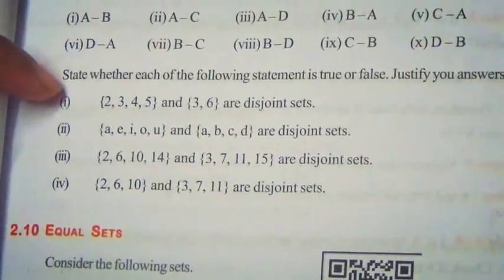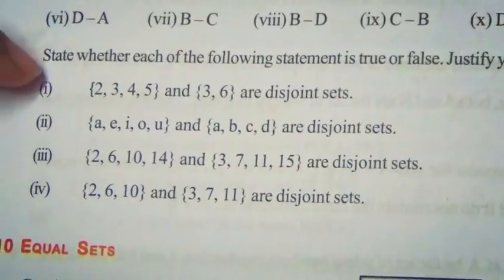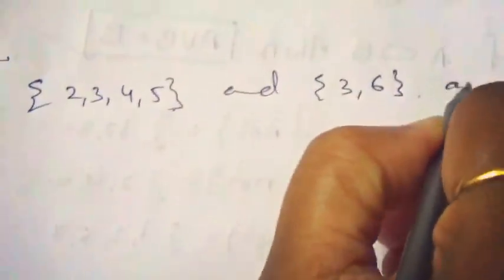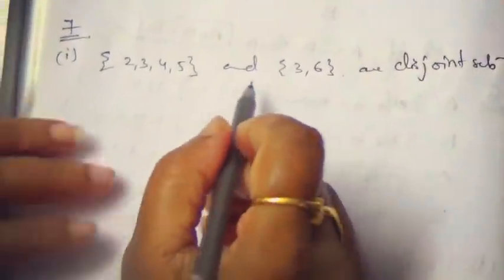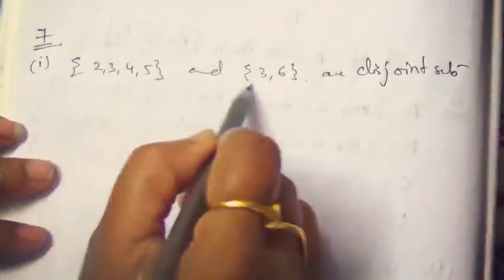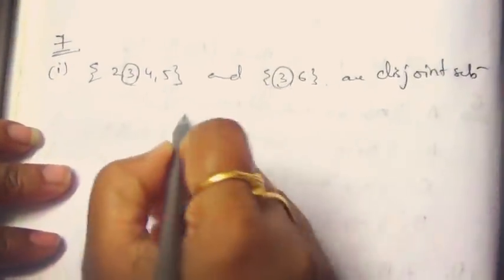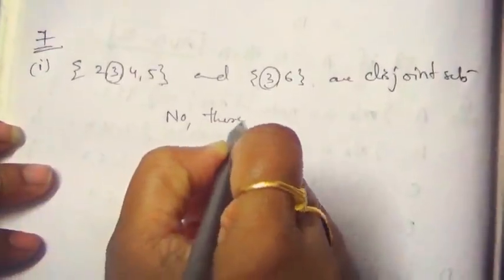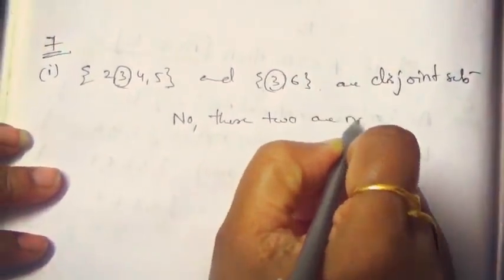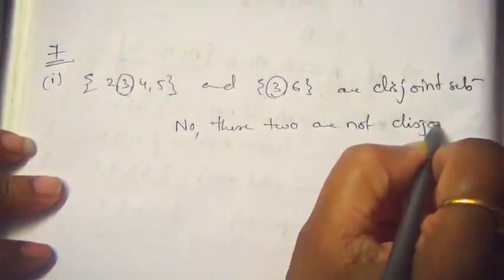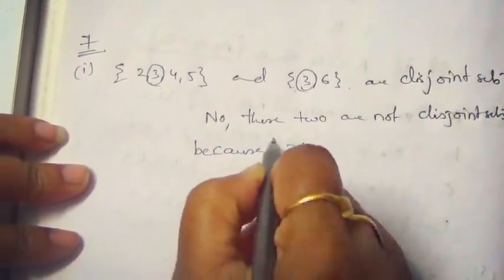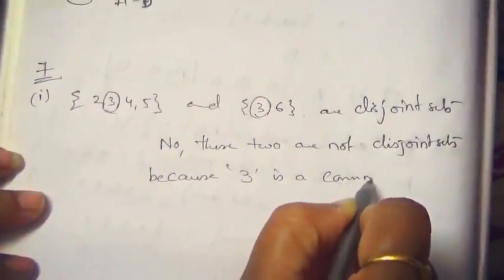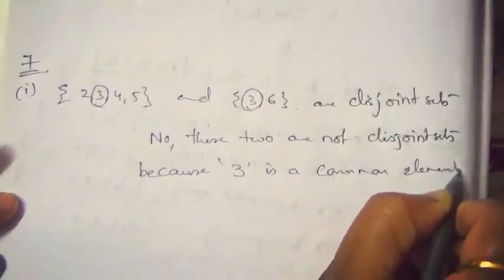The first one, he was given that 2, 3, 4, 5 is one set, and the other set is 3, 6, and they are disjoint sets. Is it true? Is there any common element? Yes, 3 is there, right? No. These two are not disjoint sets because 3 is a common element. That's it. That is the answer.